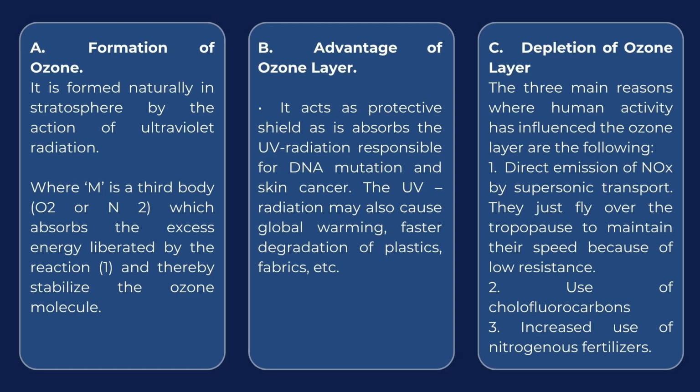C. Depletion of ozone layer. The three main reasons where human activity has influenced the ozone layer are the following. First is direct emission of NOx by supersonic transport. They fly just over the tropopause to maintain their speed because of low resistance. Second is use of chlorofluorocarbons. Third is increased use of nitrogenous fertilizers.